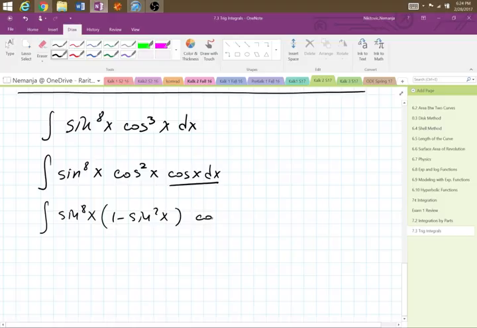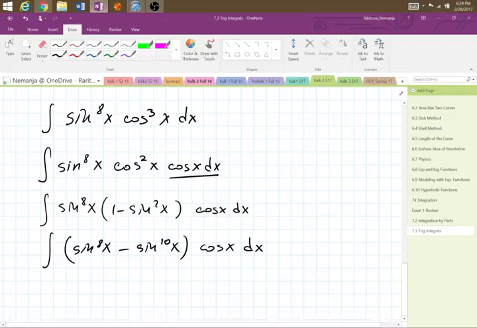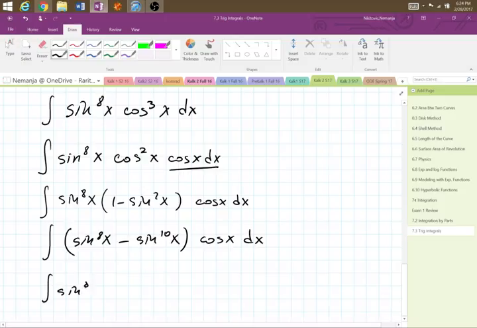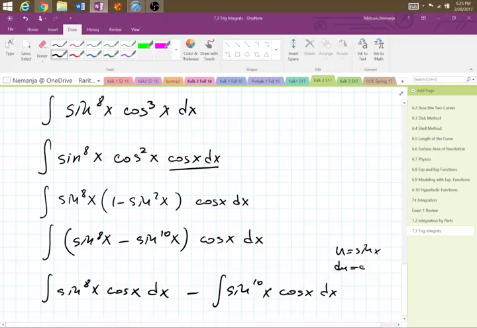This is your Pythagorean identity, guys. And you have now the entire problem in terms of sines, and then there is your cosine that we saved for du. So now when I look at this, I have sine 8x minus sine 10x when I distribute, cosine x dx. And if you really want me to write everything out, I will write two integrals: the integral of sine 8x cosine x dx minus the integral of sine 10x cosine x dx, and then u equals sine x, du equals cosine x dx, which is the substitution that works for both of these.